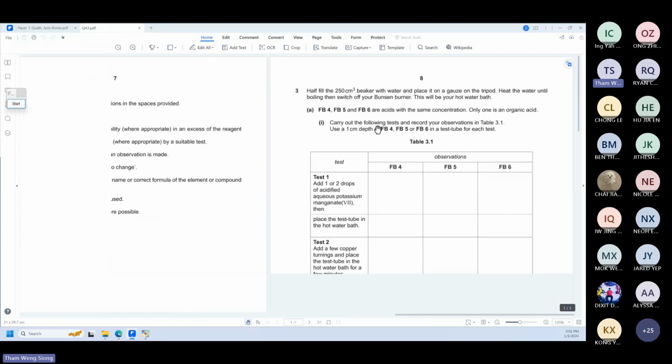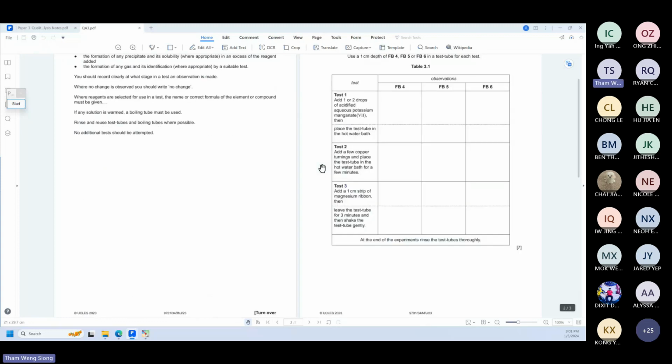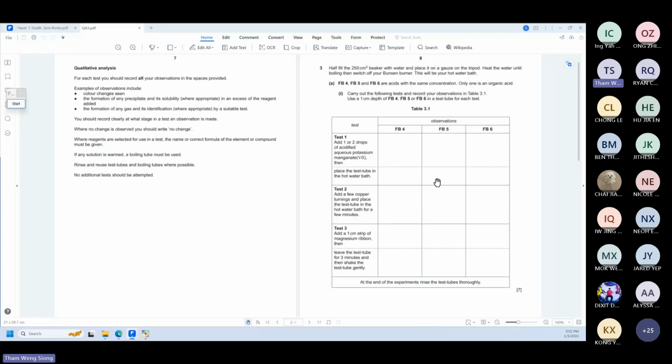Sometimes it could be something like this. Differentiate between acids. So like this, 7 marks. Can you guys try this question? Test out to a certain extent, right? You can predict the observation of this experiment. I'll give you guys a few minutes to try this question.